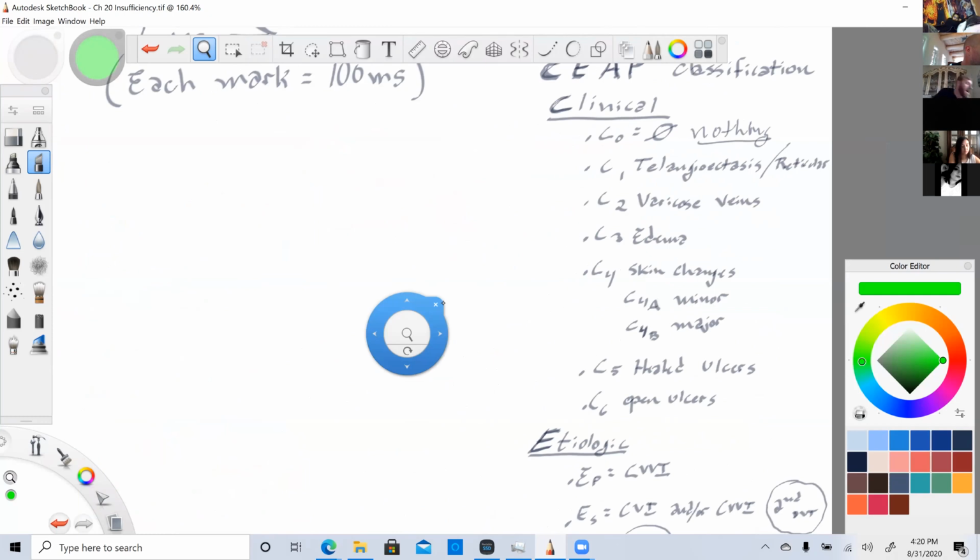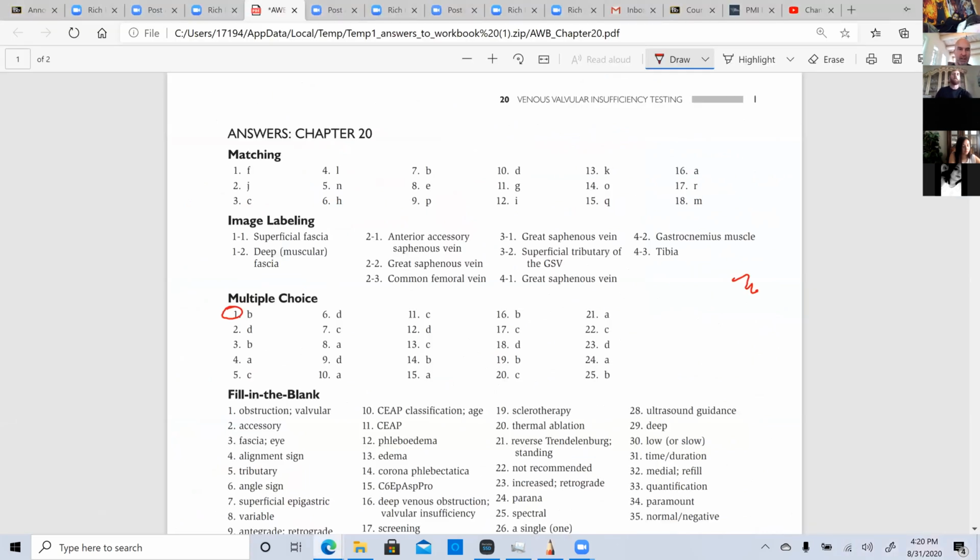C1, spider veins, telangiectasis. And let's see, number 4, C3 EP AS PR. Patient presents to the vascular lab with chronic bilateral leg swelling, so edema.